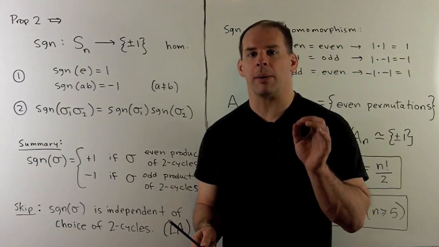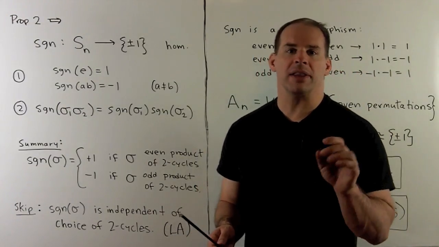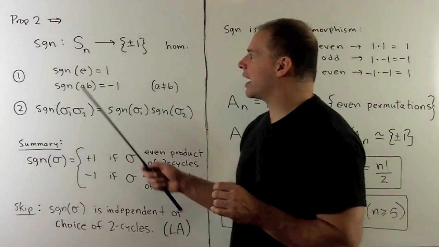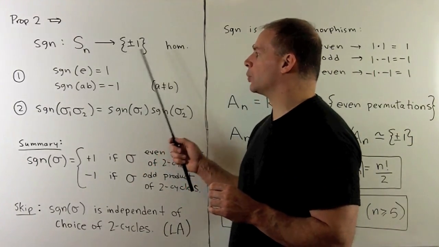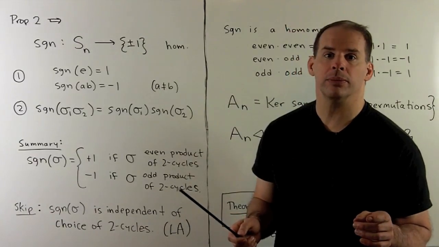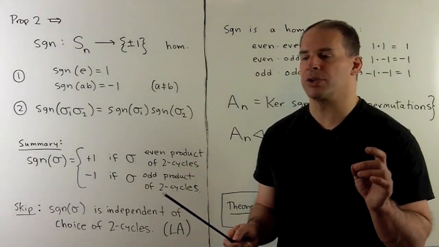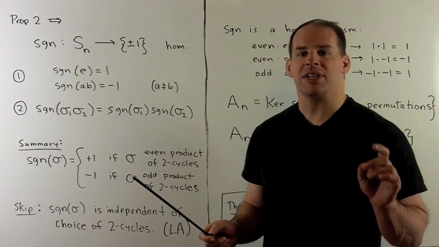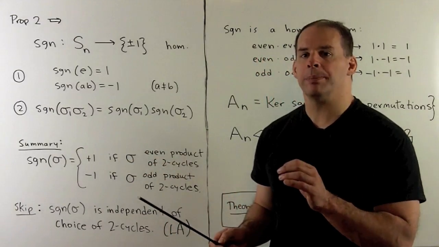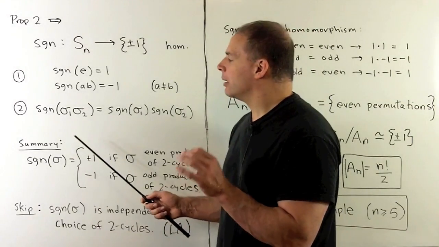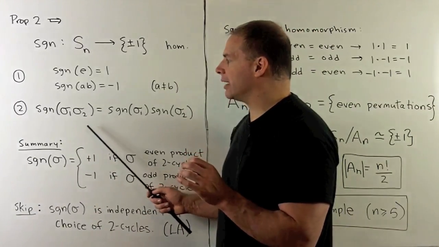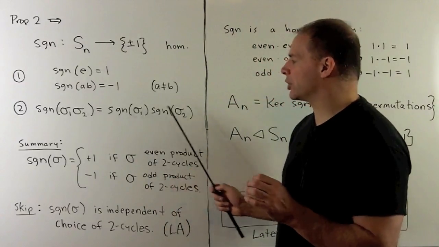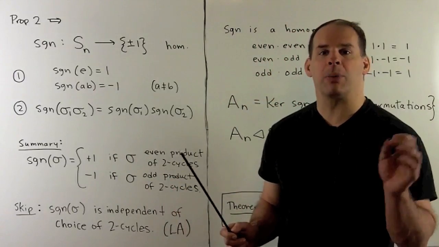As an application of proposition 2, we can define the sign function on S sub n. Sign is going to carry S sub n into the group plus or minus 1 under multiplication. We can define sign recursively as follows. The sign of the identity is 1. The sign of any 2-cycle is minus 1. And then we extend by the product rule for sign, so the sign of a product of permutations is equal to the product of their signs. And then we can apply proposition 2.